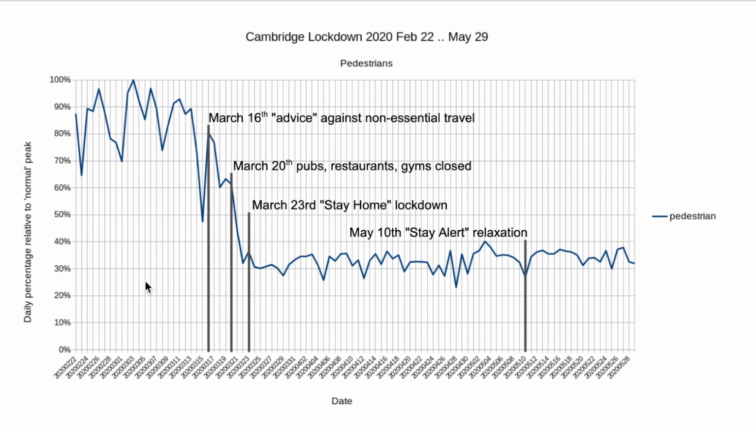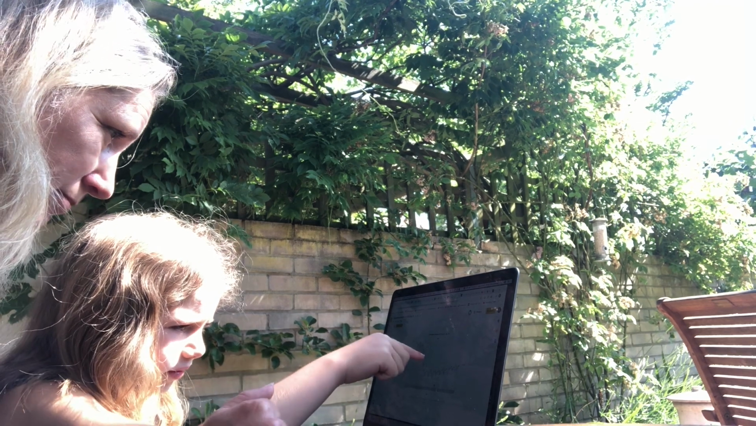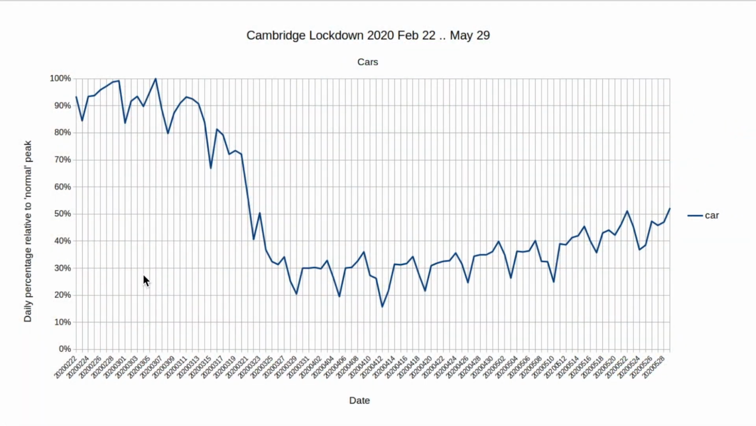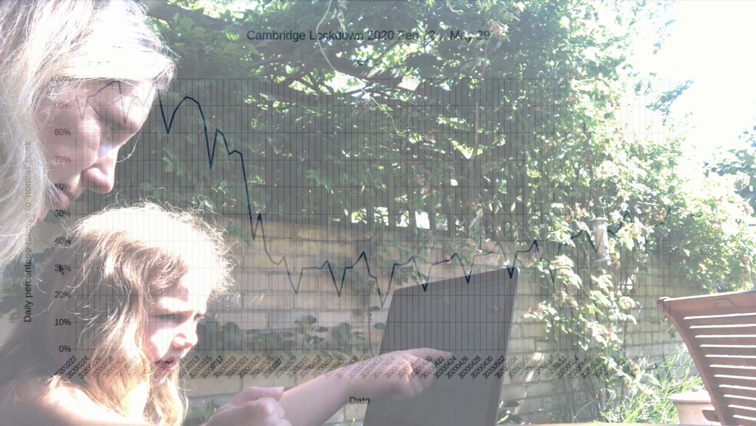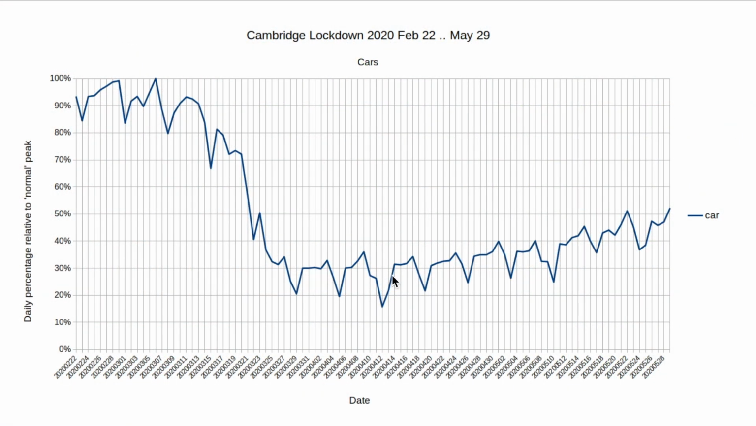Now we can then look to see what's been happening to other things. So this is the number of cars on the roads. And again, what would you say, how many cars are there compared to normal? Quite a big drop, because normally it was 100%, then it dropped to 30%, I think. Yeah, and it's gone down a tiny bit more there. You're right, it is. It's about 15% here, isn't it?